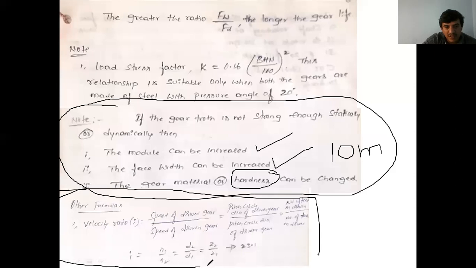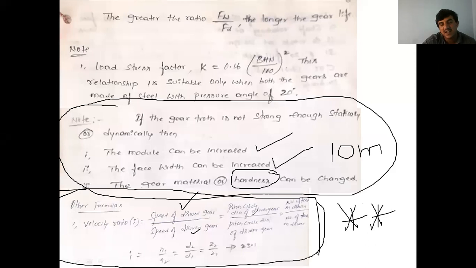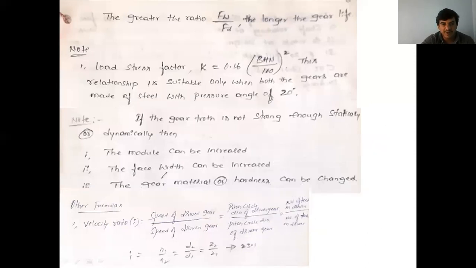What is the other formula here? This is a very important formula. Velocity ratio or speed ratio. It is the ratio of speed of driver to speed of driven. The speed and diameters are inversely proportional. That is equal to the pitch diameter of the driven gear to the pitch diameter of the driver. Again, the diameter and number of teeth are directly proportional. The number of teeth on the driven gear divided by the number of teeth on the driver gear. This is a formula you should remember.